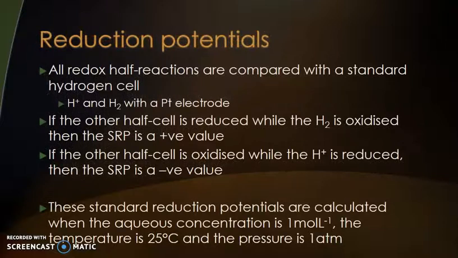Okay, so these are all done relative to a hydrogen half cell, which is the hydrogen ions to hydrogen gas platinum electrode. You can look up reduction potentials anywhere you go. They are on the internet. They're in every chemistry textbook you'll ever come across.